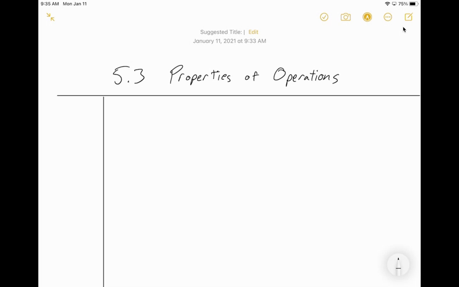Okay, so we're going to look at a few different properties right now. There's going to be a little bit of copying down here, so we're going to do things a little bit differently. We're going to kind of make like a table, sort of, in our notes. So let's see how it works out.